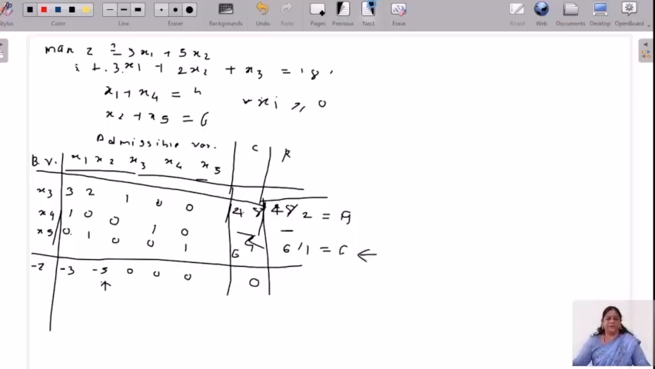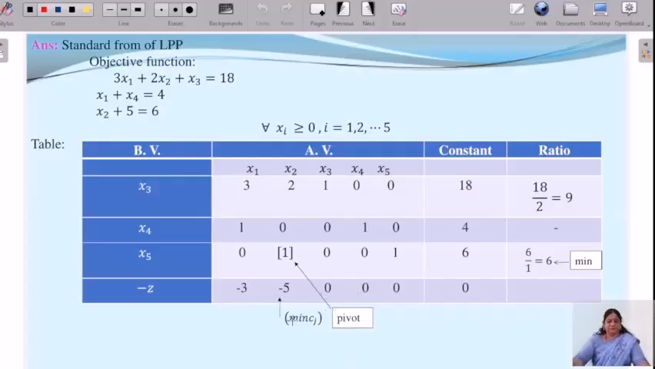The minimum Cj occurs here, minus 3 and minus 5, which means the minimum is 5. 18 upon 2 is 9. The right hand side constant is 6. I can't consider this element because 4 upon 0 goes to infinity. 6 upon 1 is 6, therefore the minimum ratio occurs here.